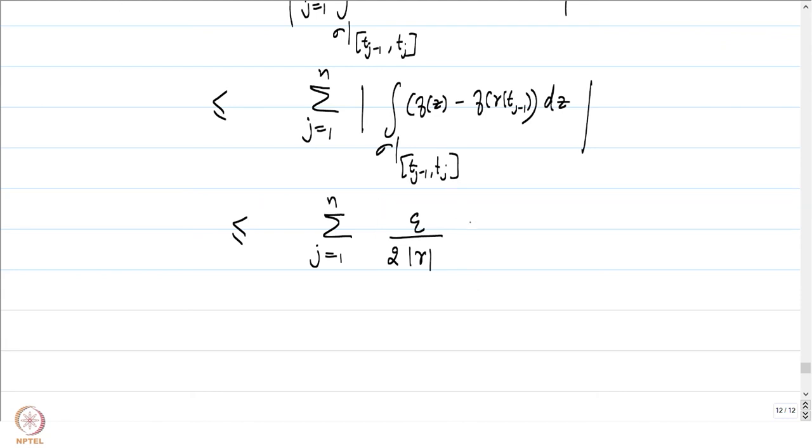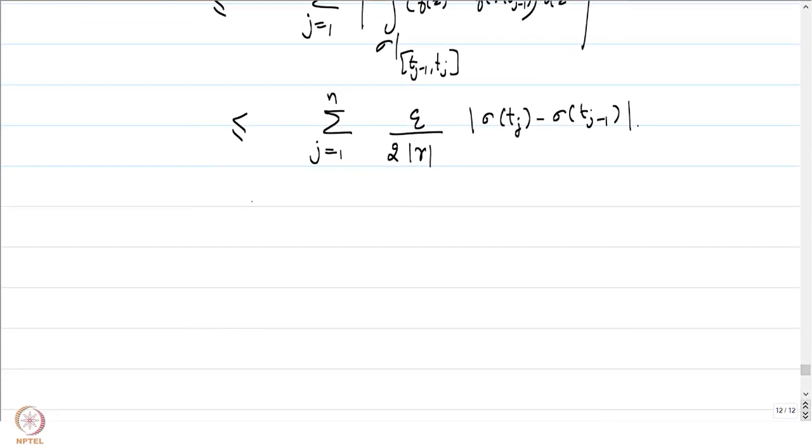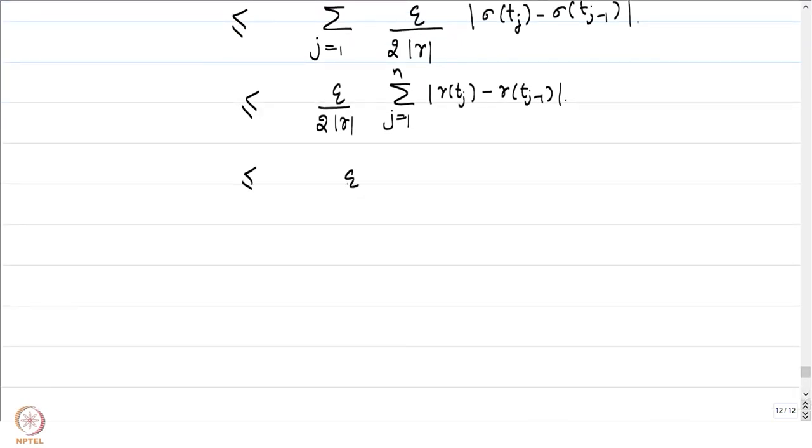Okay, so this times, we are not done, the arc length of sigma restricted to tj minus 1, tj, which is exactly equal to sigma of tj minus sigma of tj minus 1, because it is the straight line path. We know the arc length precisely in this case. But sigma of tj is exactly equal to gamma of tj for each j, and this can be written as epsilon by 2 times the arc length of gamma, summation j equals 1 to n mod of gamma of tj minus gamma of tj minus 1, which is bounded above by the arc length of gamma. Now you can see why I had put the arc length of gamma in the denominator.